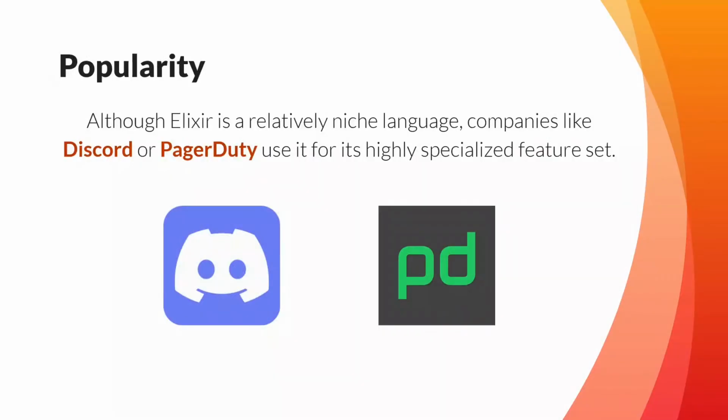Elixir is still a fairly niche language, but its popularity is growing, and some fairly prolific companies like Discord, or, if you've ever taken an IT co-op, PagerDuty, use it in their software.